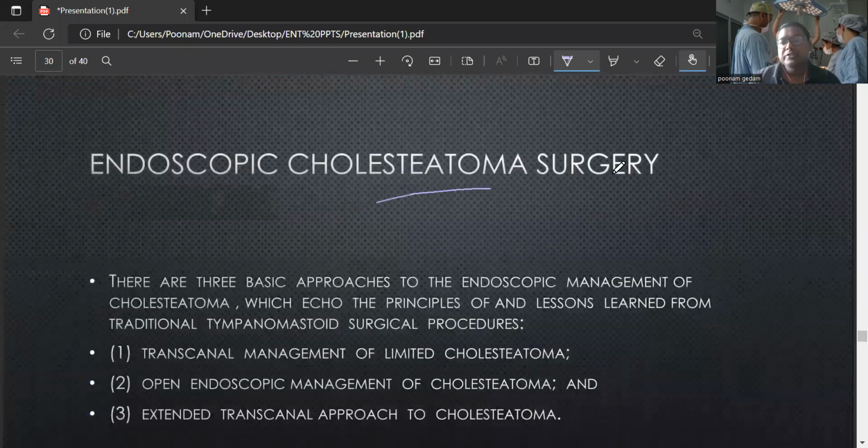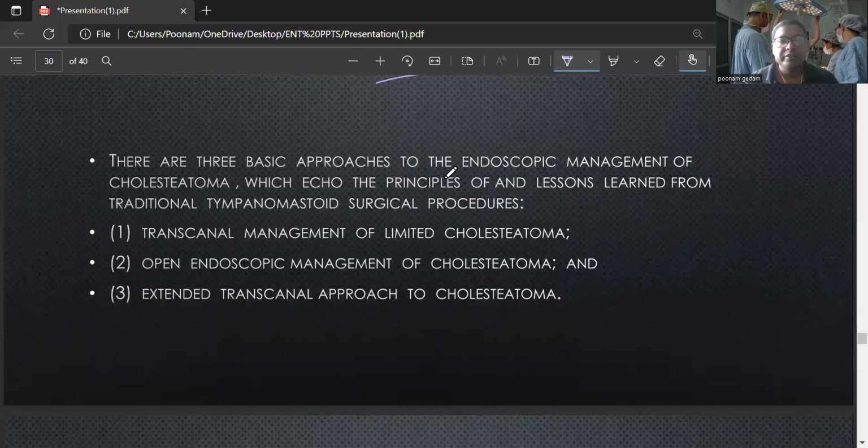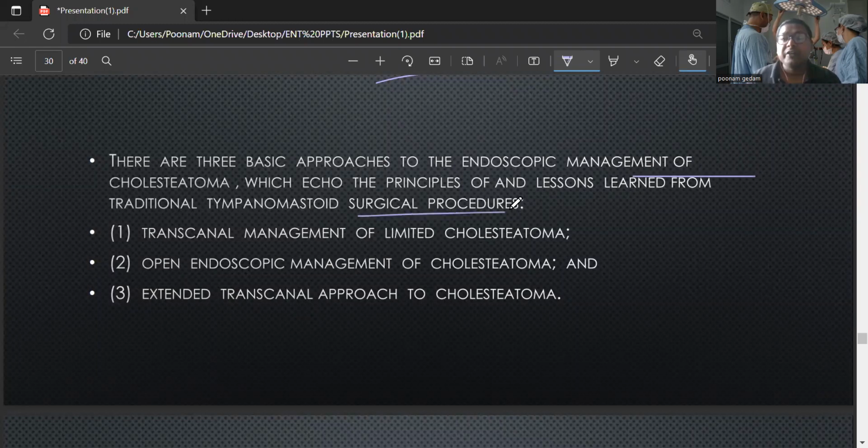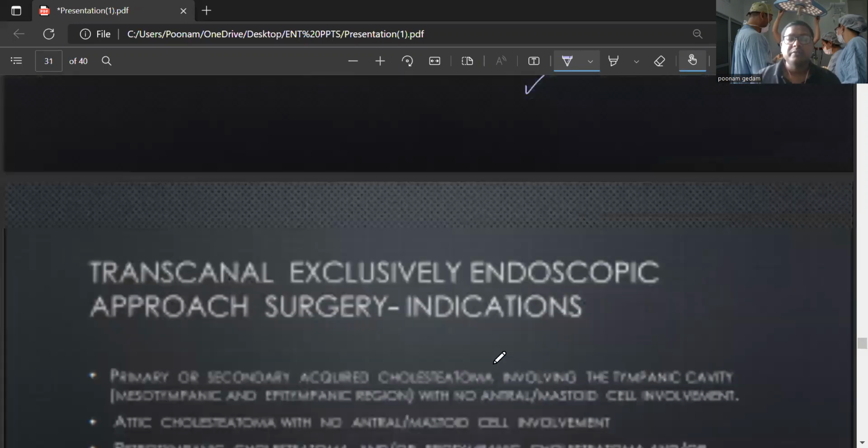So endoscopic cholesteatoma surgery. Now we'll discuss endoscopic cholesteatoma surgery. There are three basic approaches to the endoscopic management of cholesteatoma, which echo the principles learned from the traditional tympanomastoid surgical procedure done with the microscope: transcanal management of limited cholesteatoma, open endoscopic management of cholesteatoma, and extended transcanal approach of cholesteatoma.